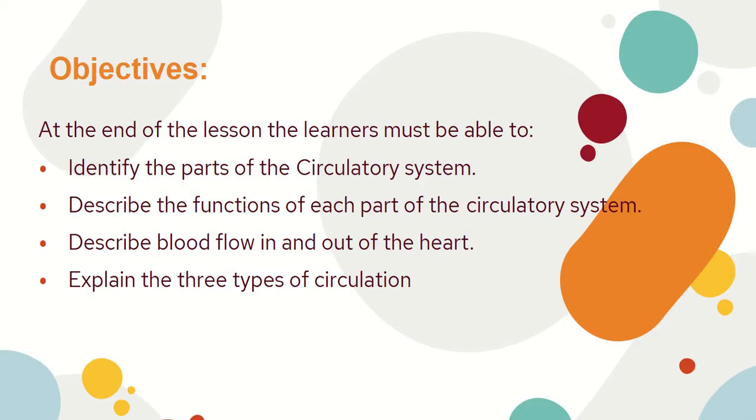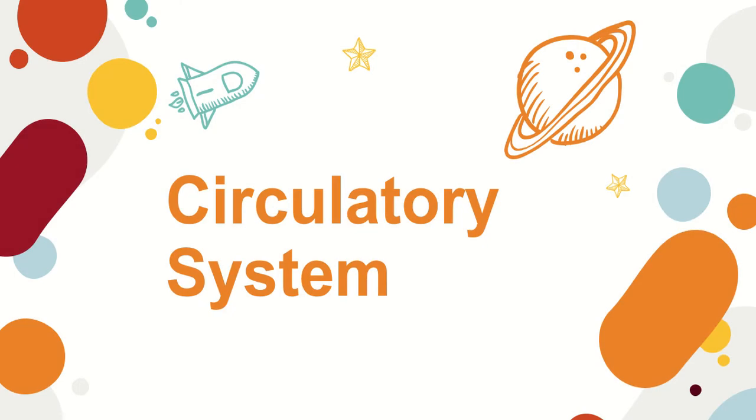Now, our objectives. At the end of the lesson, the learners must be able to identify the parts of the circulatory system, describe the functions of each part of the circulatory system, describe blood flow in and out of the heart, and explain the three types of circulation. Let's proceed. Are you ready?